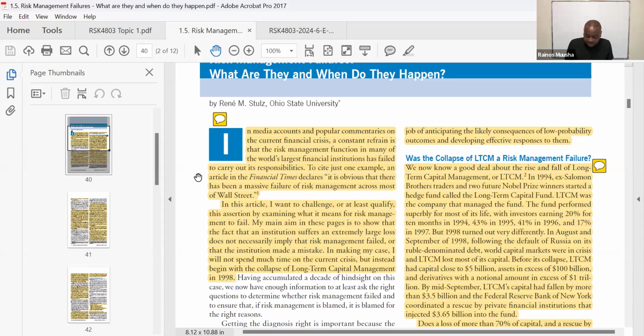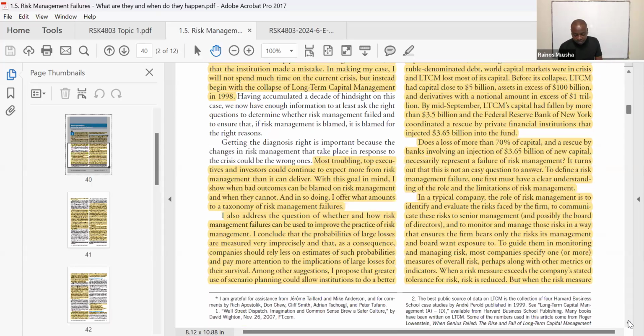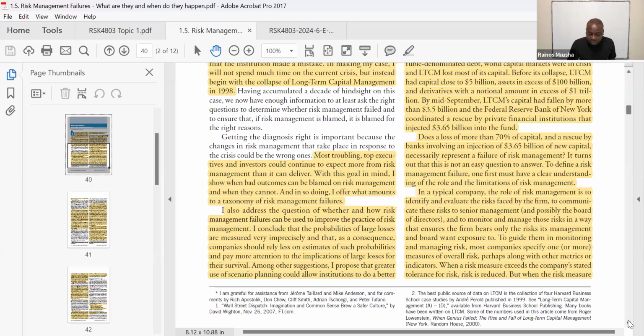In making my case, I will not spend much time on the current crisis, but instead begin with the collapse of LTCM. And LTCM in this case is what? Long-term capital management in 1998. And here they say, the most troubling is that top executives and investors could continue to expect more from risk management than it can deliver.